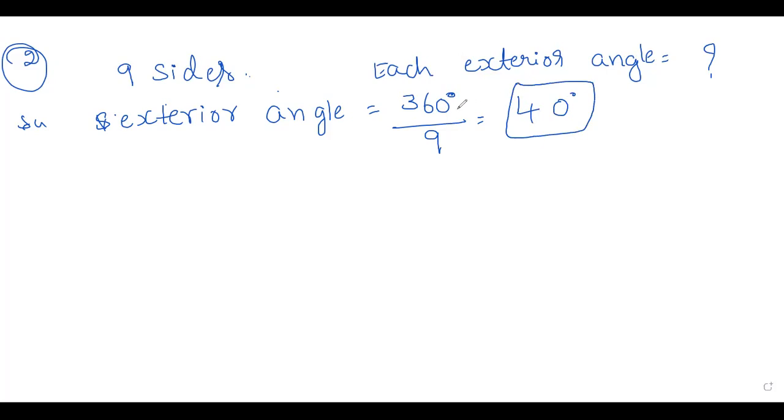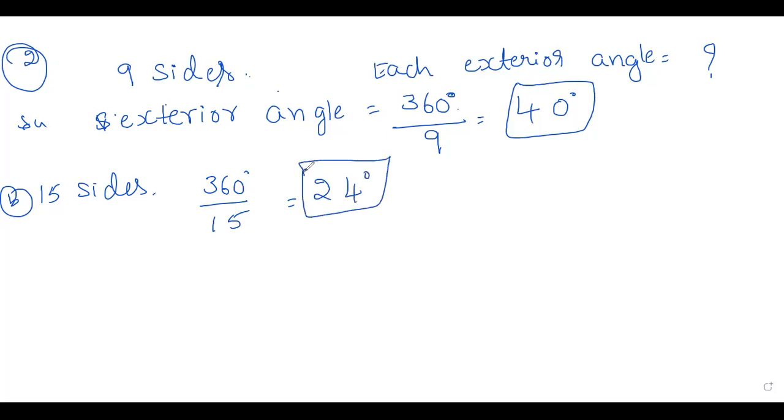Total sum, if we divide by the 9 sides, you will get each angle, that is 40 degree. And one more number, 15 sides. Here also we know the sum of exterior angles is 360. If you divide 360 by 15, you will get each angle, children. It is 360 divided by 15, that is equal to 24 degree.